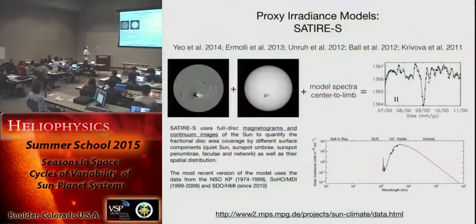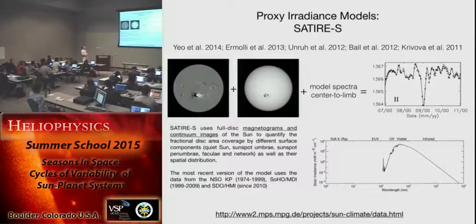Here's another example of a model that takes a slightly different approach. This is the SATIRE model that's being developed at Max Planck. And here, instead of using a proxy for solar activity, they actually use the images. So they look at periods extending throughout the last 30 or so years, and they use full disk magnetograms and continuum images to quantify the fractional area covered by these different features, sunspots and faculae and network and so on. And they have some theoretical models that allow you to calculate the composite spectrum from adding all of this up. They also do an estimate of the total solar irradiance. And you can actually download their model calculations here at this website.